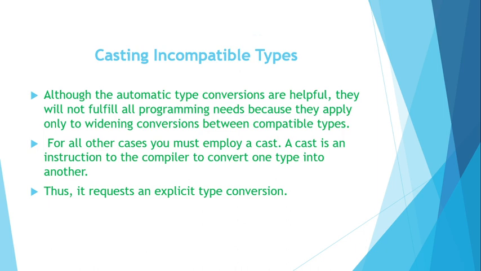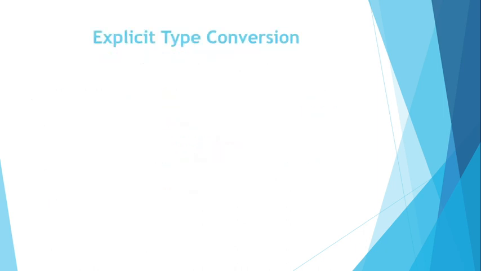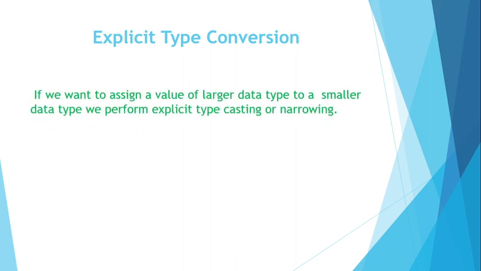So, let's discuss what explicit type conversion is. If we want to assign a value of a larger data type to a smaller data type, we perform explicit typecasting, or we can say narrowing. In explicit typecasting, we cast a larger data type into a smaller one. We make a larger data type narrow as a smaller data type, so that's why it is known as narrowing. We shorten the larger data type into a smaller data type.